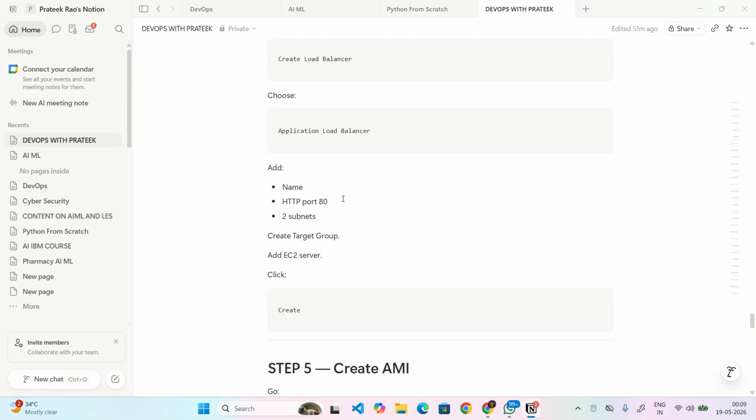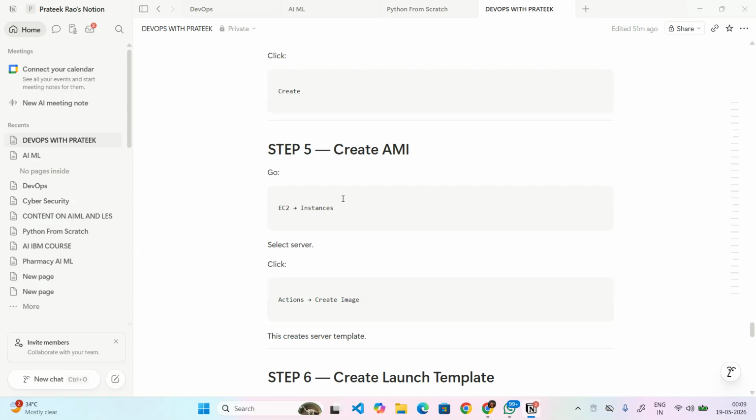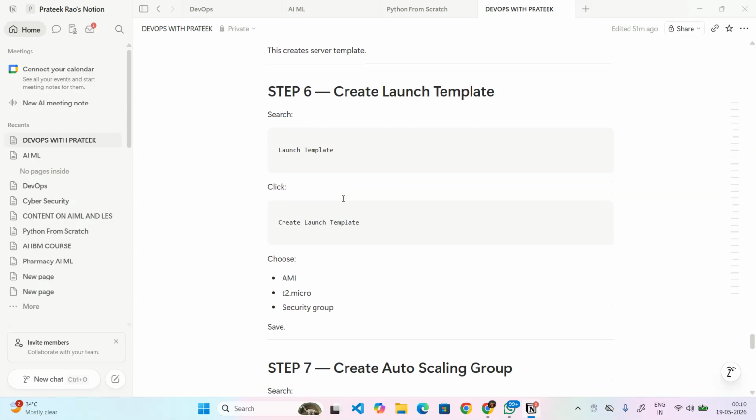Then you need to go with the target group. So what is the target group? Everything is very basic. Okay, we will learn. And EC2 servers in the load balancer. Why are we selecting the EC2 server? We need to select the EC2 server, the one on which we need to run our application, right? And where we need to manage the load balancer, where we need to balance our load. Okay. Then you need to create the template.